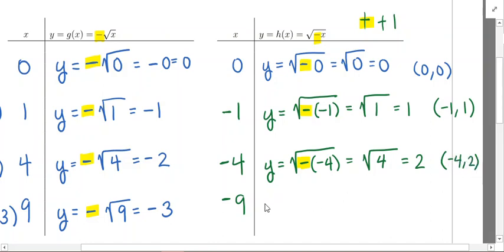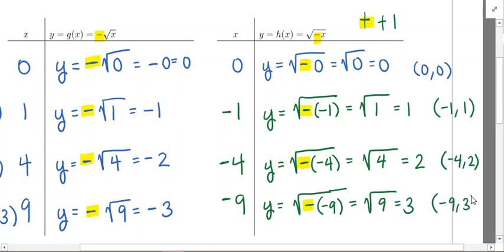And then we'll do x equals negative 9, same thing. y is going to be the square root of negative. We're already going to have the negative sign there, and then we do negative x. x is negative 9. Under the square root, we've got negative times negative. That's going to be positive 9, which is 3. And so our last point to plot here is going to be negative 9, positive 3.